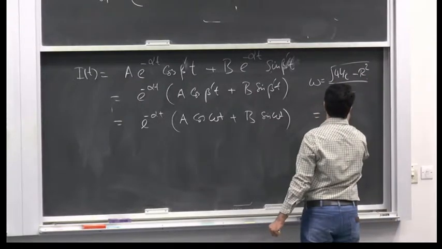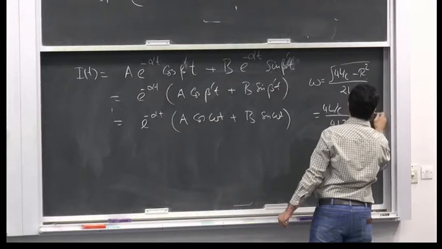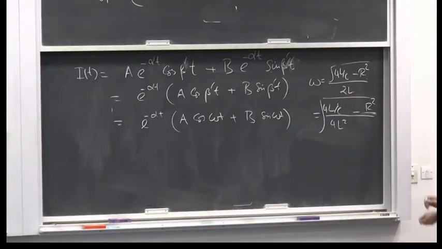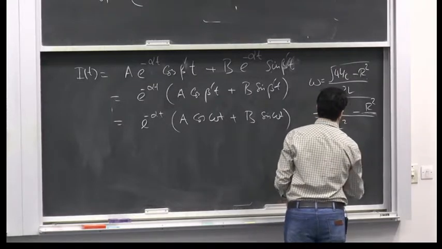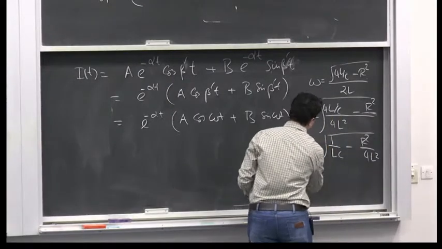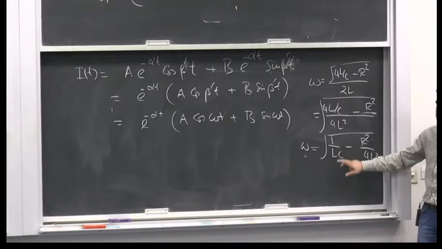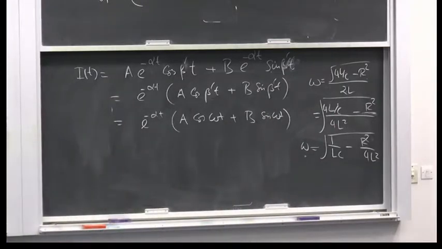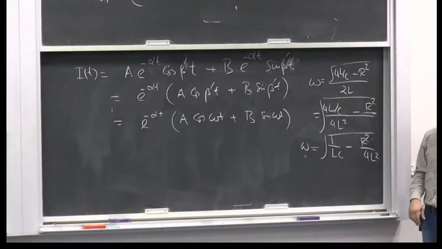You can also rewrite this as the square root of (4L by C minus R squared) divided by 2L, which equals the square root of (1 over LC minus R squared by 4L squared). That's your omega. So if R is 0, the omega, which is the resonant frequency, would simply be equal to 1 over the square root of LC, which I already showed. But when you have a resistor in there, your overall frequency changes as well.